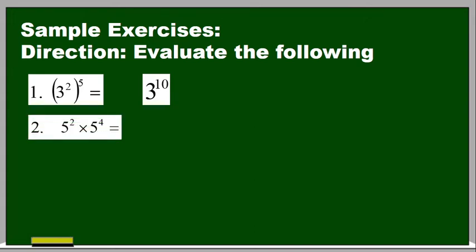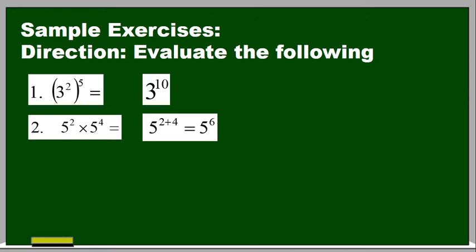Okay, so for example number 2, this is product of powers. Multiplying powers with the same base. If bases are the same, then we need to add the exponents. Okay, so yung keyword natin sa product of powers is add the exponents as long as the bases are the same. So you keep the base, that is 5, and you add the exponents 2 plus 4, and that gives 5 raised to the 6th power.